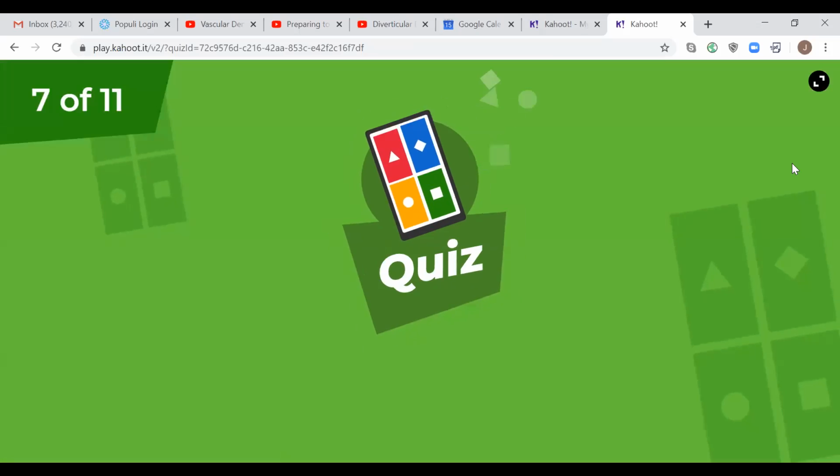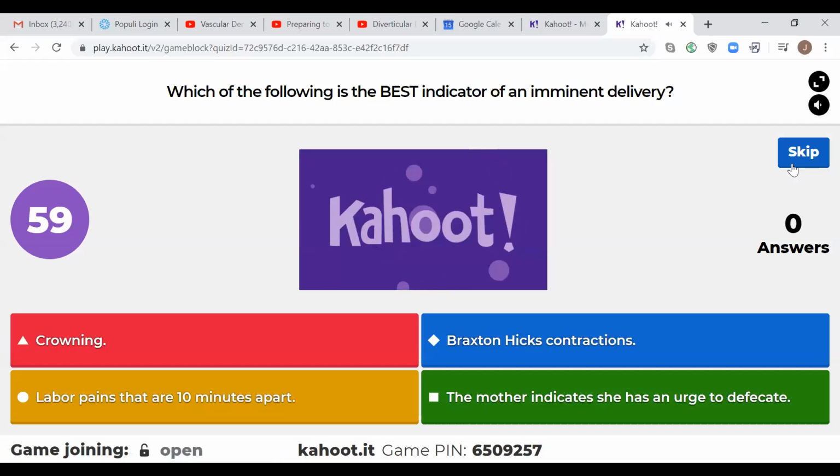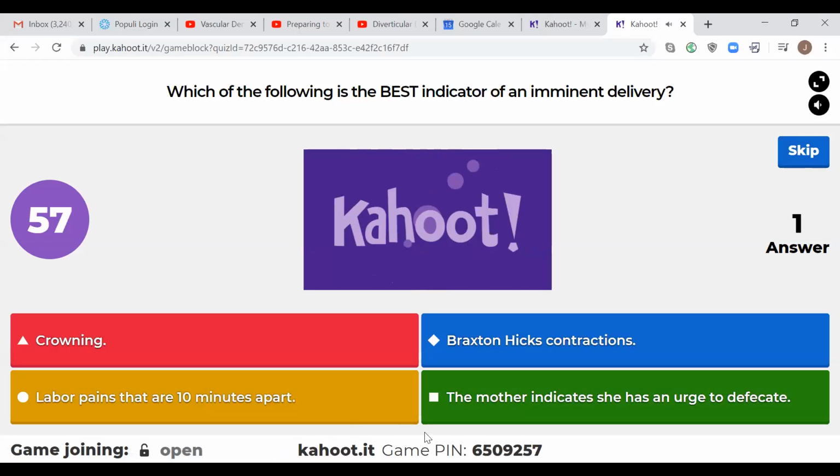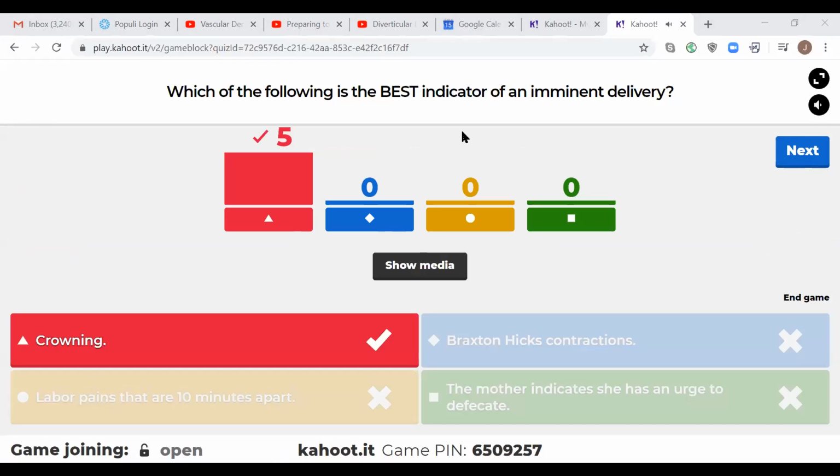Okay, next one. Which of the following is the best indicator of an imminent delivery? So the baby's coming. Crowning, perfect. That means that the baby's head is starting to show and come out.